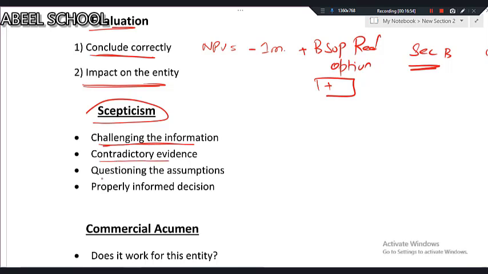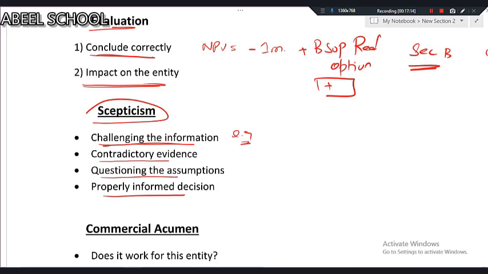Contradictory evidence. Questioning the assumption. Properly informed decision. Now the question means, what do you mean by challenging the information? How can I challenge the information of my exam? No, you can challenge the information. For example, I'm giving an example.